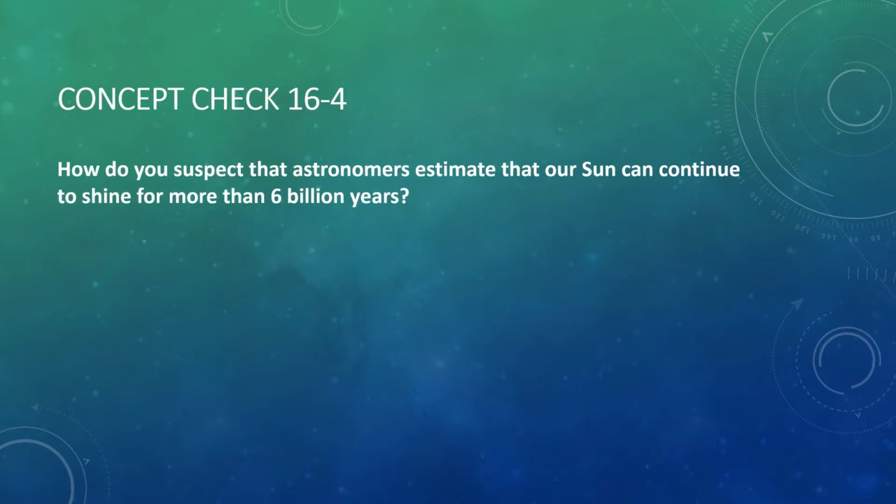And I have one more. This one's a concept check. How do you suspect that astronomers estimate that our sun can continue to shine for more than 6 billion years? In other words, how do we know it's going to last that long? Take a minute to think about it and return when ready.